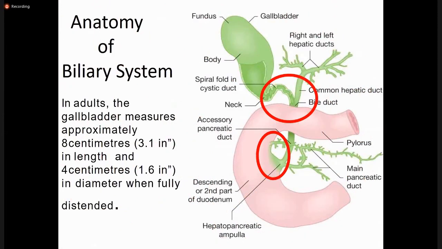Something about the biliary system. Now, this is the right and the left biliary ducts, which form the common hepatic duct, and into that opens the cystic duct. This commonly then is known as the common bile duct, which opens into the second part of the duodenum and it is controlled by the hepatopancreatic ampulla. Now, the gallbladder measures approximately 8 centimeters in length and is 4 centimeters in diameter when fully distended.